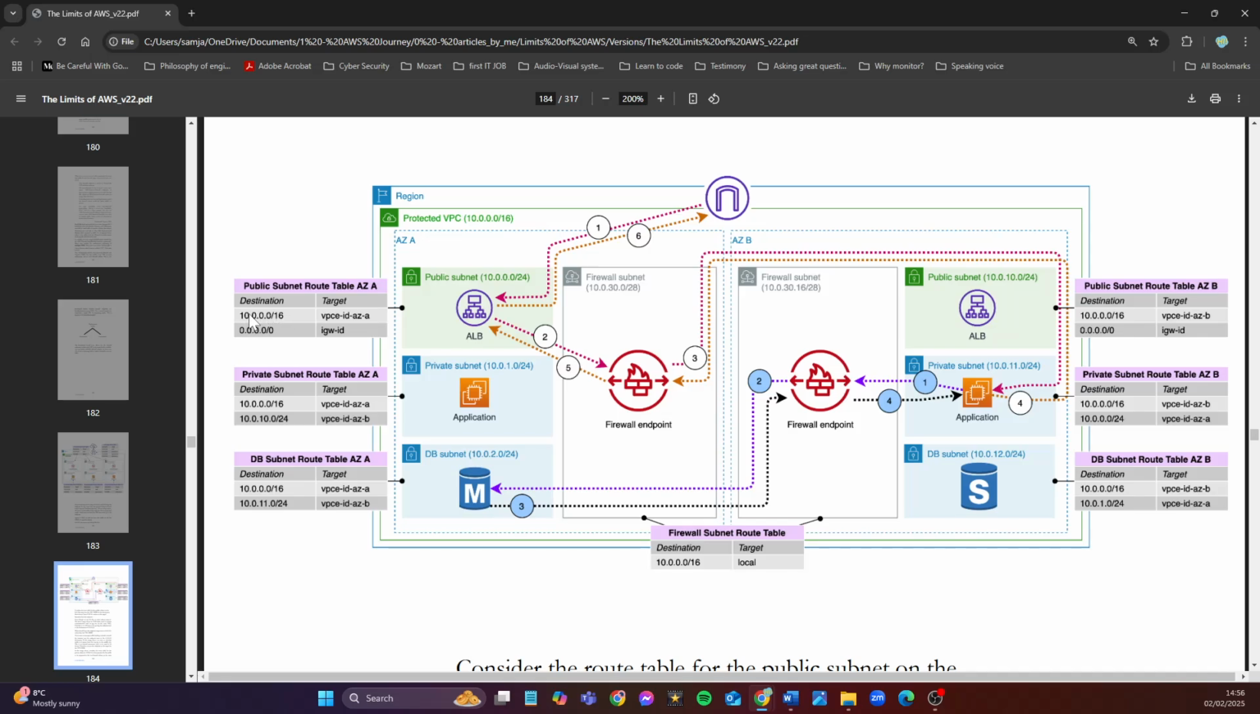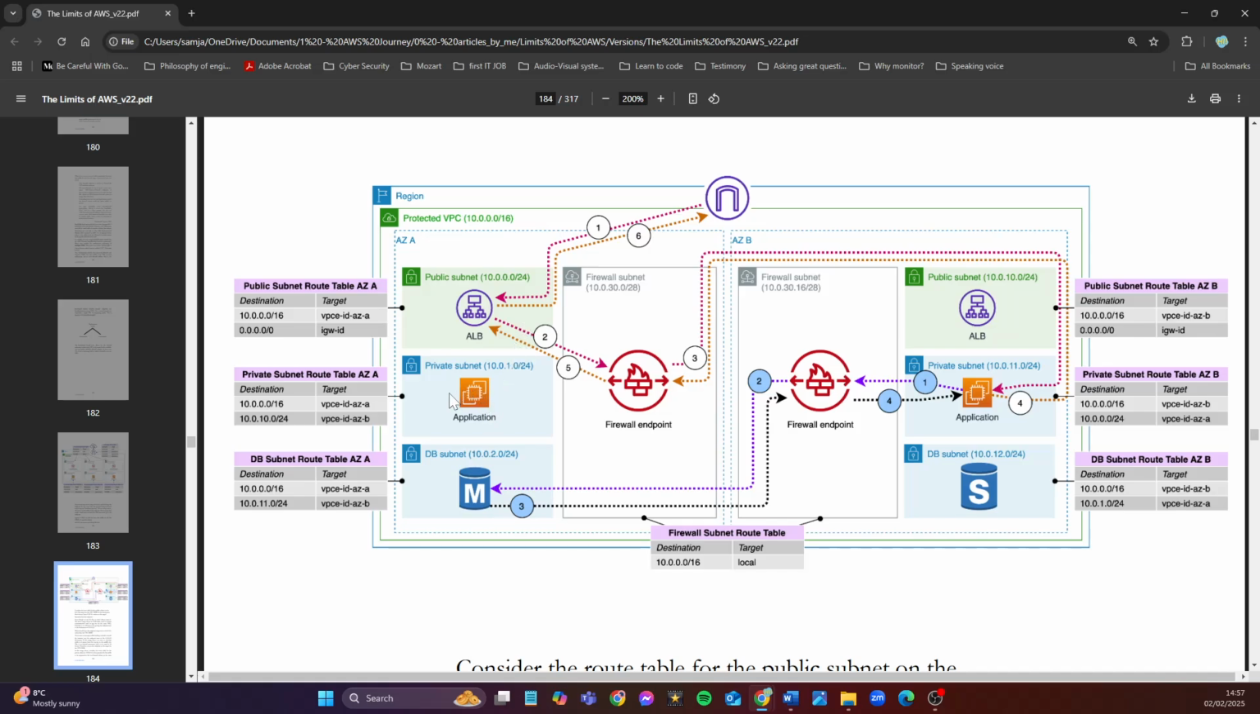It's got a route going to 10.0.0.0/16, which is the VPC CIDR if you look. And the target is the VPC endpoint ID for availability zone A. There's another route which is all zeros going to the Internet Gateway. So that's the public subnet. It's got the application load balancer in it, so it goes up to here, but it also has a catch-all route going to the firewall endpoint.